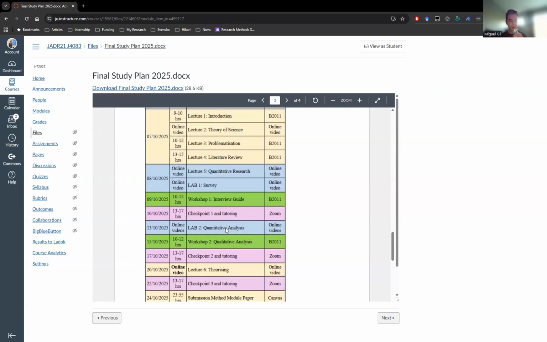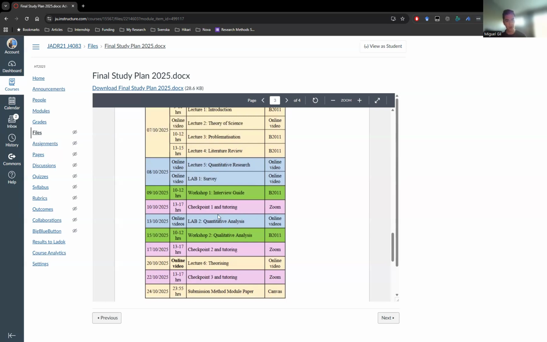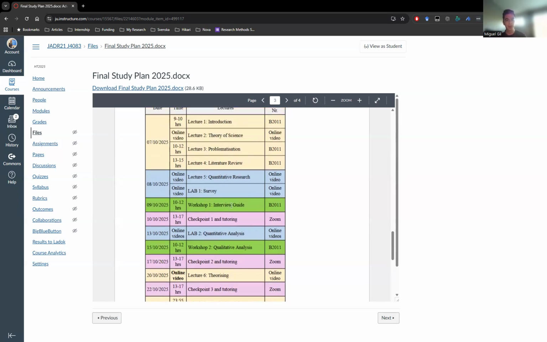Then on the 9th of October, on Thursday, we have the first workshop where we will develop the interview guide. And remember, it's very important that you come to the workshop. Based on what's happening right now, I think it will be online too, but it needs to be between 10 and 12. So that is workshop one. You have to be present. It's not like lab one, where you just submit. For the workshop, you have to be present.